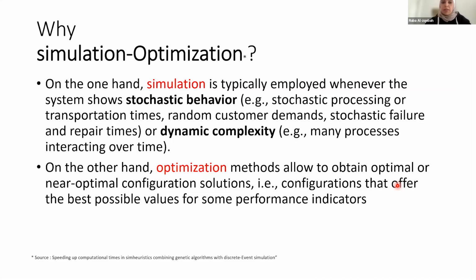However, simulation by itself is not an optimization tool. You can use simulation to test different improvement scenarios, like what will happen to the key performance indicators if we change the number of workers, but it doesn't give you an optimal solution. The optimization method can help achieve an optimal or near optimal configuration. It starts by giving a configuration with the best possible value for some performance indicators, like a starting point for your simulation.